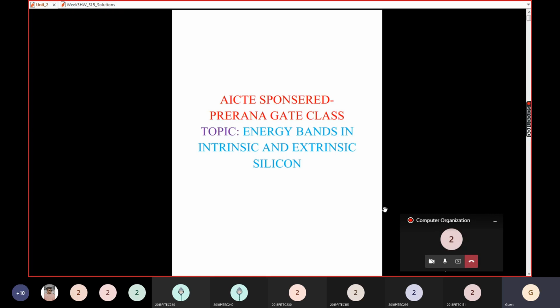Again, I repeat, we are going to see the most important topic, energy bands in intrinsic and extrinsic silicon. In this, we will discuss two different things. One is the basic definition, what is called intrinsic and extrinsic semiconductor silicon bands, as well as the maximum energy band that needs to be covered for free electrons as well as holes, and the lower energy band that will be covered for free electrons as well as holes.